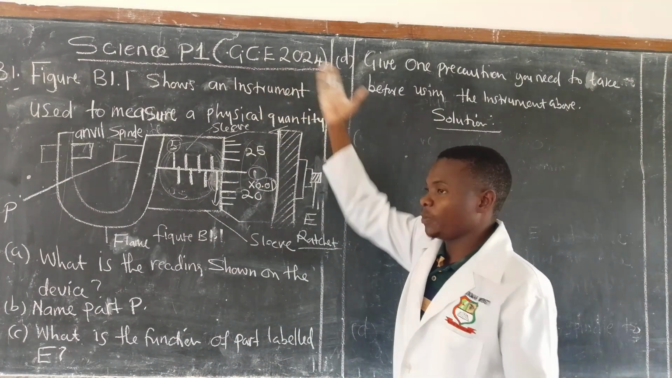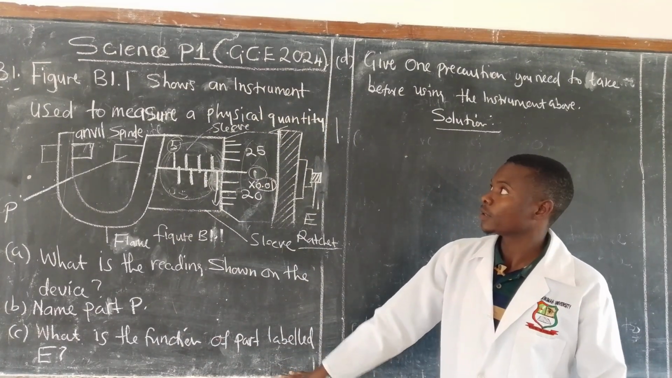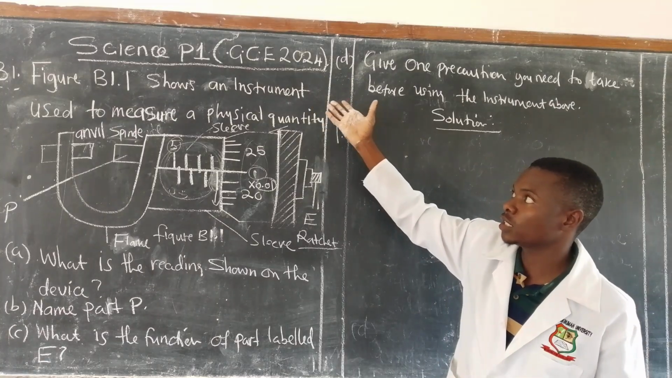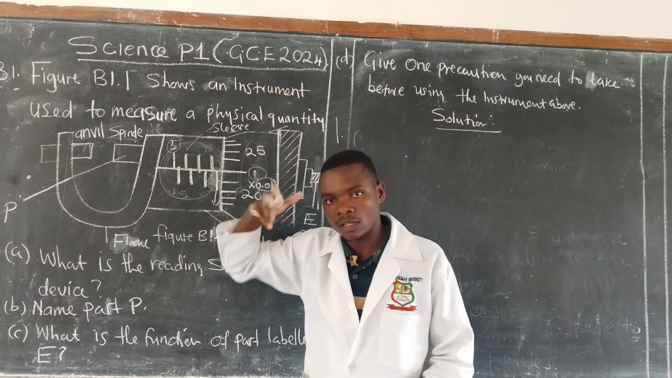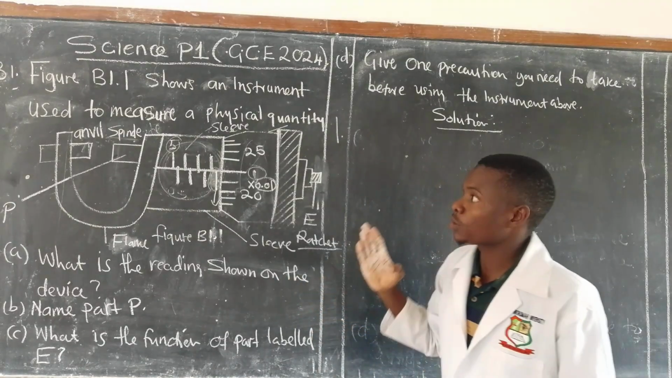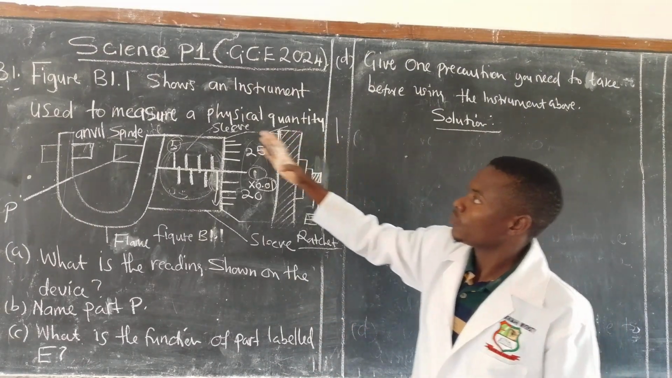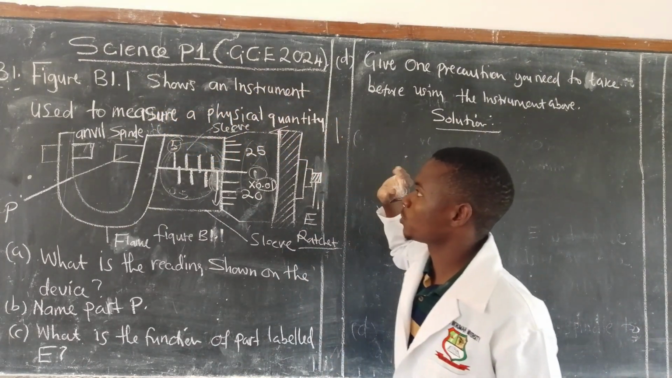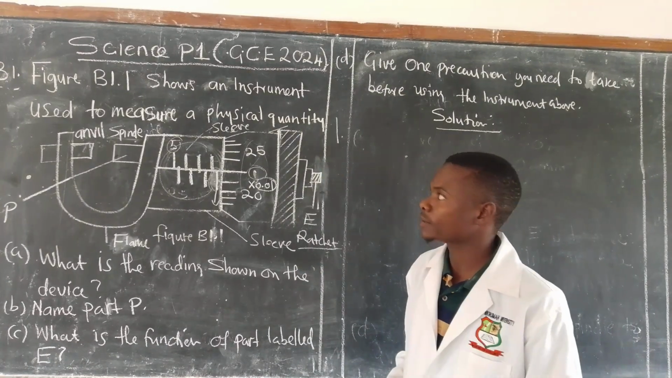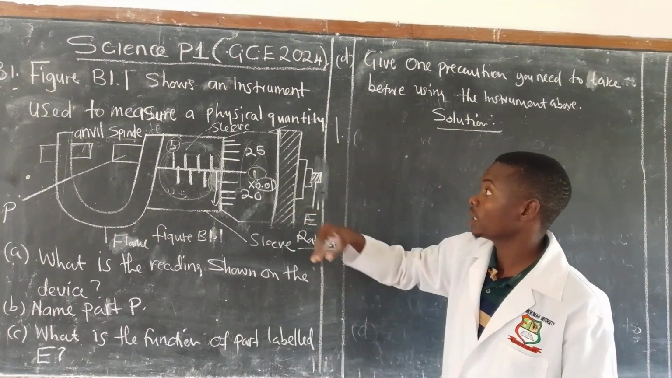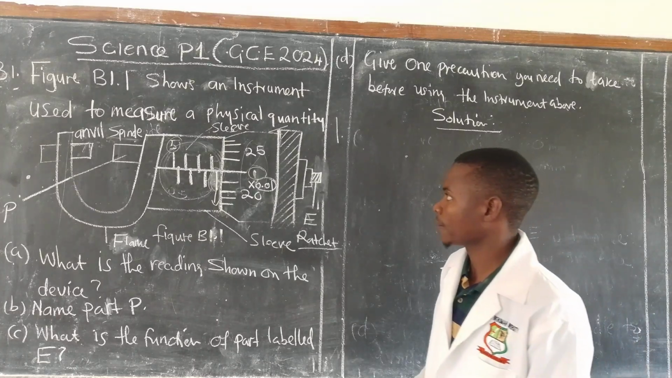With me here, I have a question which came in the 2024 GCE Science Paper 1, the physics component. So let's read the question. Figure B1 shows an instrument used to measure a physical quantity. So this is the instrument that we are being given.